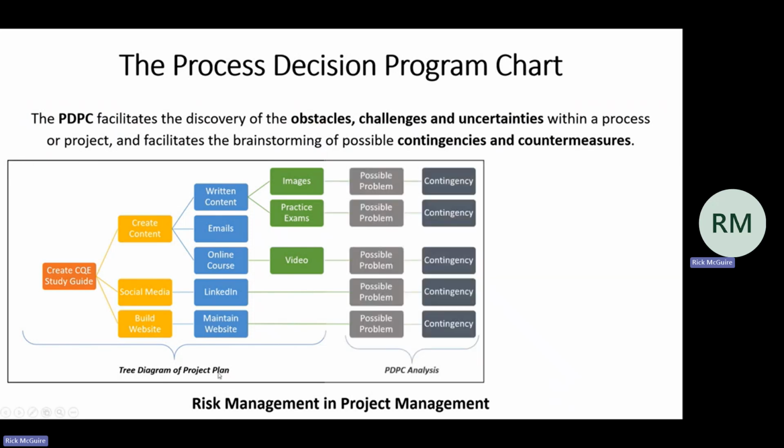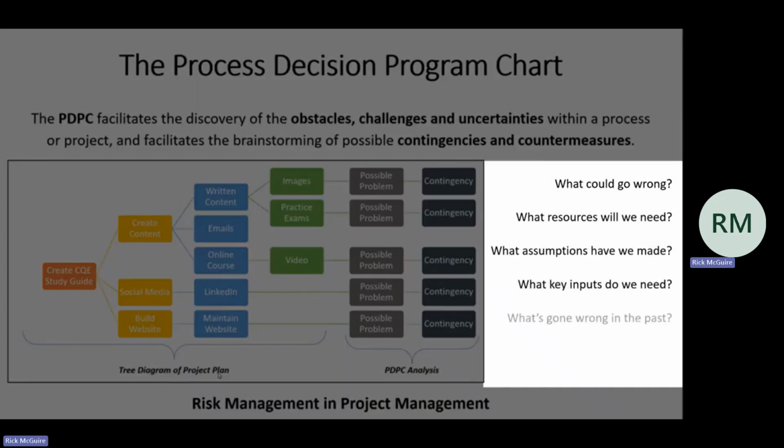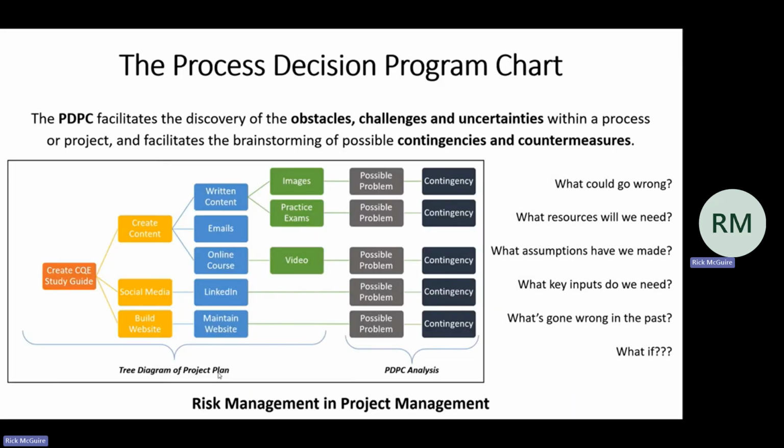Now, what you do here is you essentially go through this process of uncovering obstacles, challenges, and uncertainties. And the way you do that is by simply asking questions like, what could go wrong? What resources do I need? What assumptions have I made? What's gone wrong in the past? Or just simply, what if, what if, what if? And this mentality of talking about obstacles and challenges also helps you come up with the contingencies and the countermeasures that you can put in place to make sure that your project is successfully implemented on time and on budget.